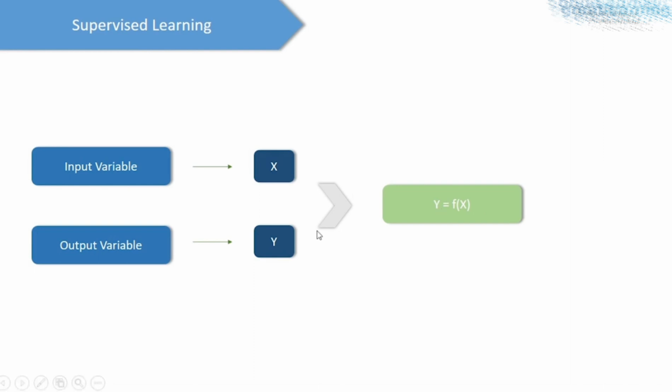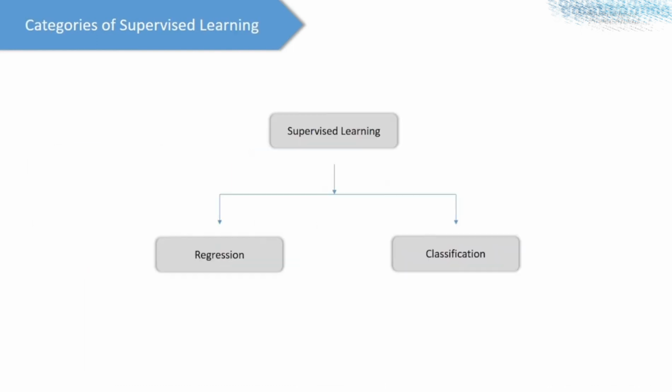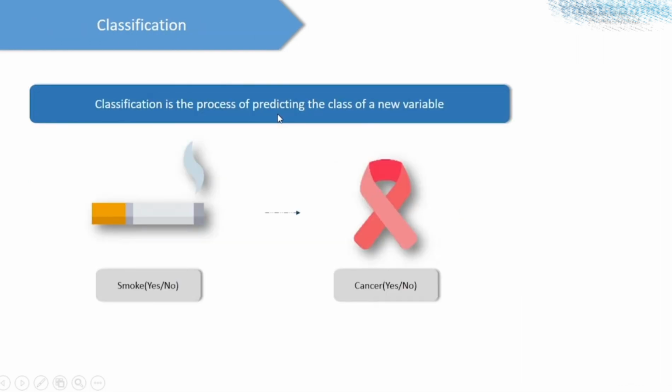So in supervised learning, just understand that you will have an input variable and an output variable. The input variable is known as the independent variable and the output variable is known as the dependent variable. Now that that is clear, supervised learning can again be classified into two parts. You will have regression and classification. So let's start off with classification.